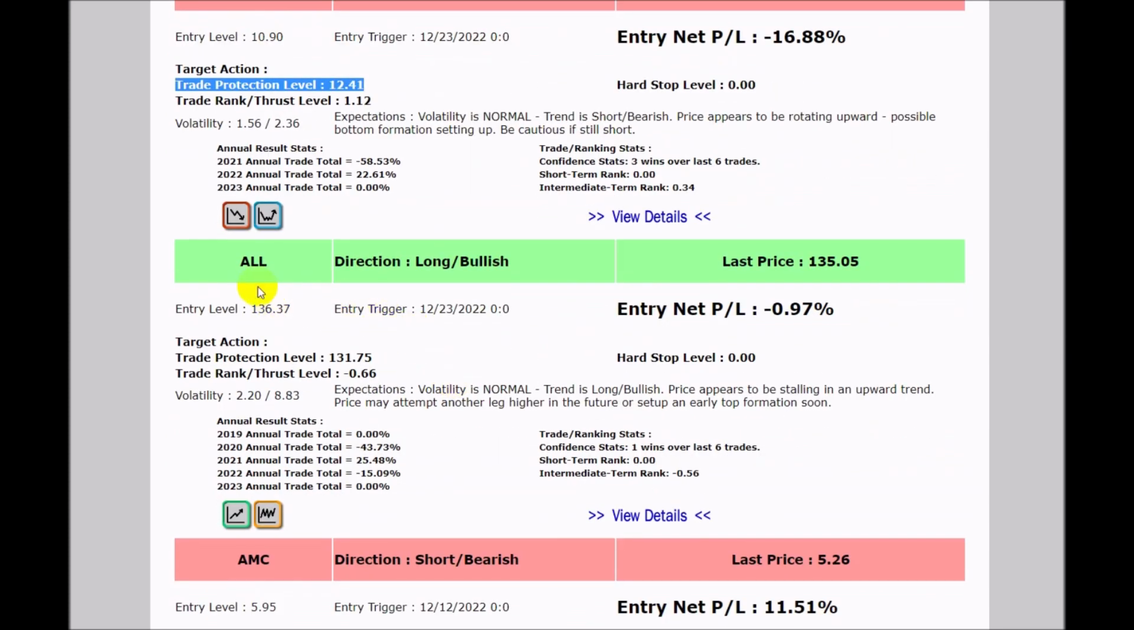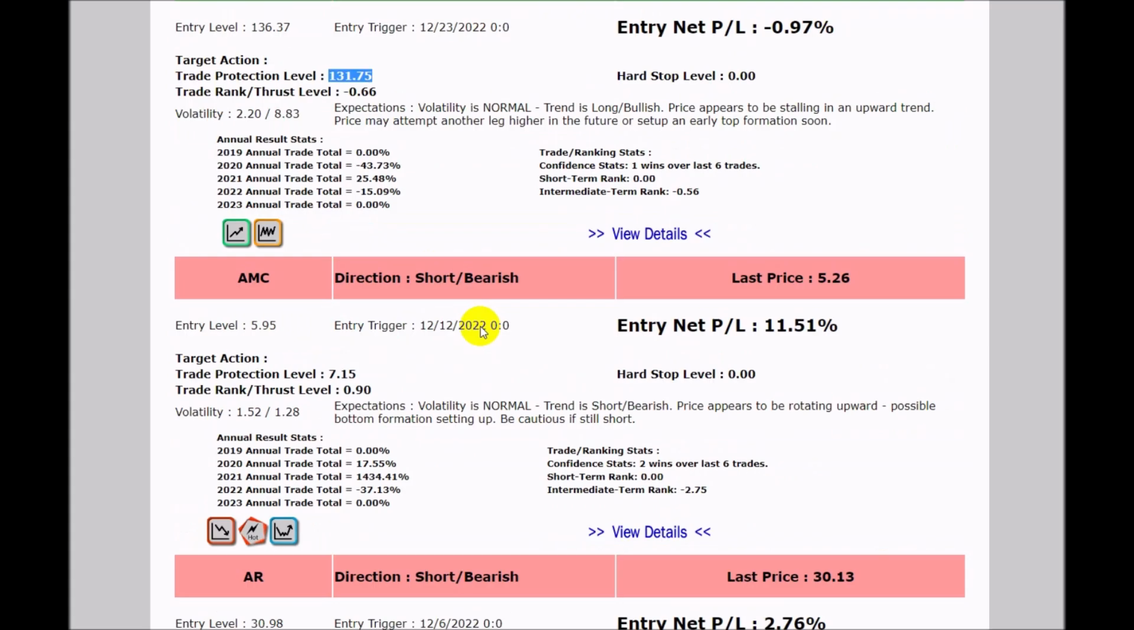Now, when we get into a trade here, like we got into the trade on December 23rd, we're off just about 1%. We got in at 136.37. Our protection level is 131.75. So as long as it stays above 131.75, we are still technically valid in that trade.